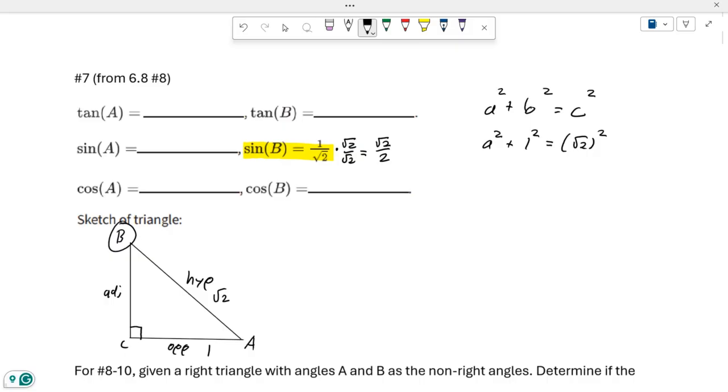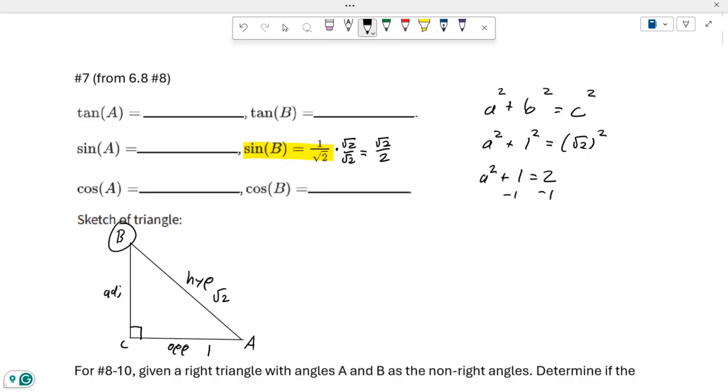I would recommend that you actually evaluate these squareds. So we end up getting a squared plus 1 squared is 1. And the square root of 2 squared, well, the square root and the square root cancel, and you're left with just 2. But please don't make the mistake of doing 2 squared and getting 4, because that's not what we're doing. We're not squaring 2, we're squaring the square root of 2. And so the squared and the square root cancel.